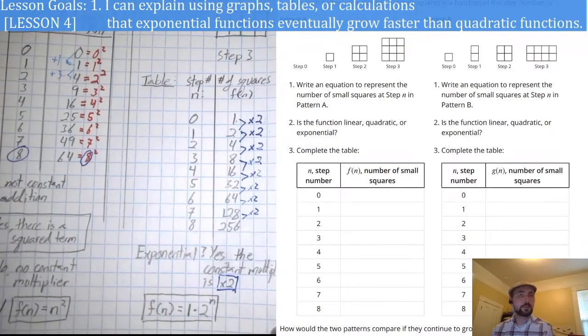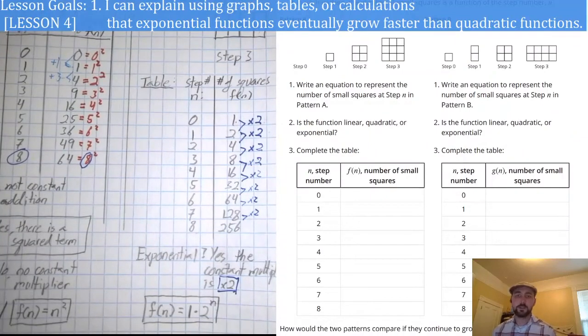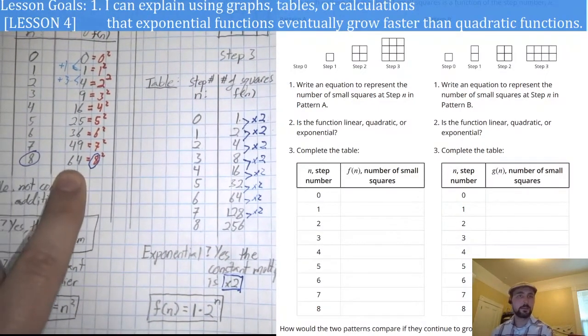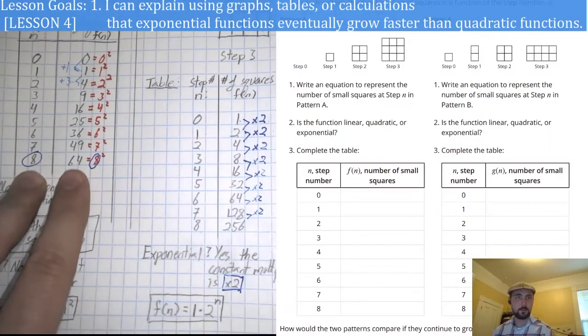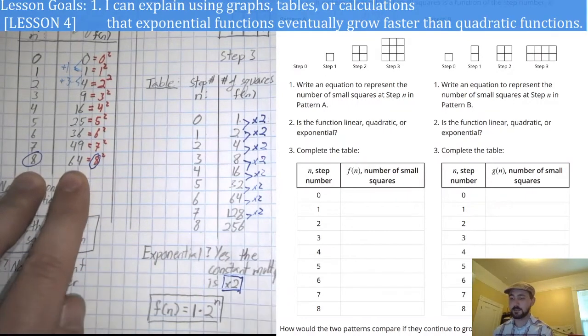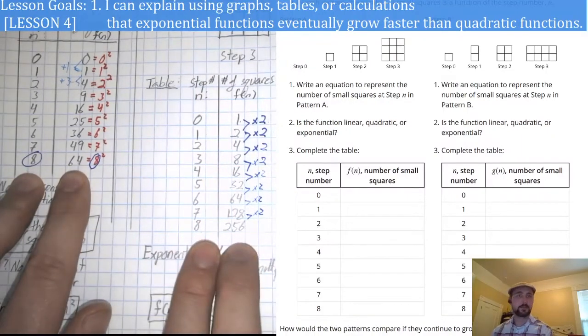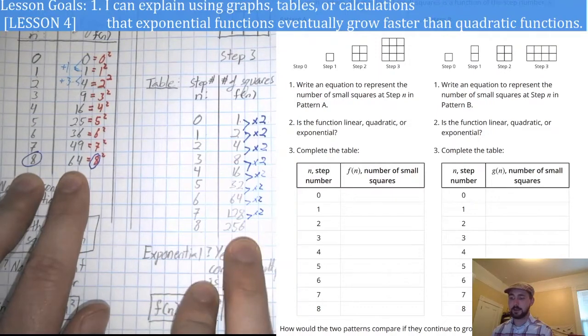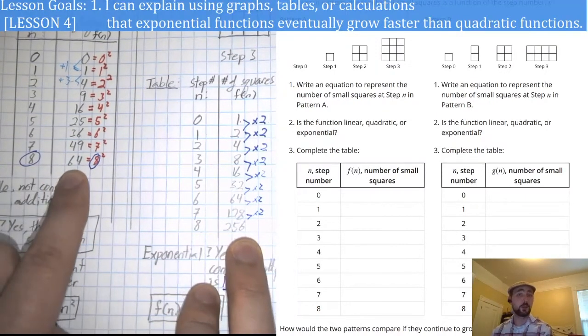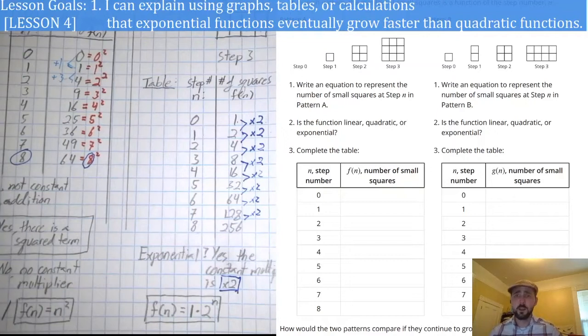So let's see if I can get these tables side by side. So this last question down here at the very bottom, that my face is kind of in the way about, it says, how would the 2 patterns compare if they continue to grow? So we have step 8 here for the quadratic pattern A, which got all the way to 64. And we got step 8 here in the exponential pattern that got all the way to 256. So if we kept going, what would happen? How would they continue to grow?